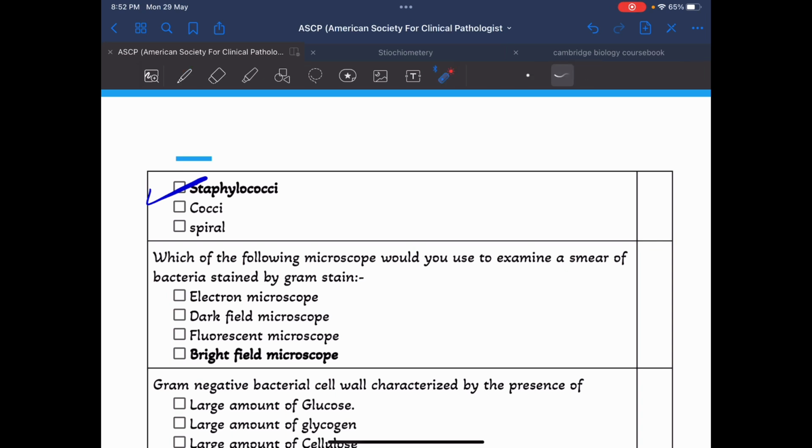Which of the following microscopes would you use to examine a smear of bacteria stained by gram stain? Electron microscope, dark field microscope, fluorescent microscope, bright field microscope. The one used to examine a smear of bacteria will be the bright field microscope. It is the light microscope which is commonly used in the laboratory.